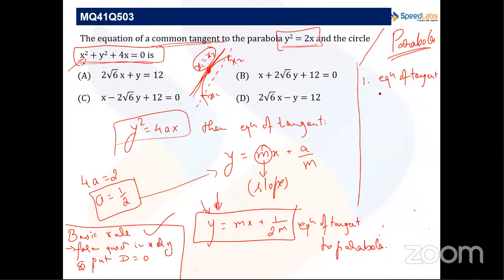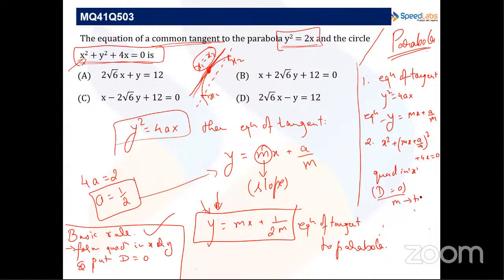So for the curve y squared equals 4ax, the equation of tangent is y equals mx plus a by m. Secondly, we substitute the value of y in the equation of the circle and we get x squared plus (mx plus a by m) whole squared plus 4x equals 0. Now this will give us a quadratic in x, and putting the discriminant of that quadratic equal to 0, we will get two values of m.